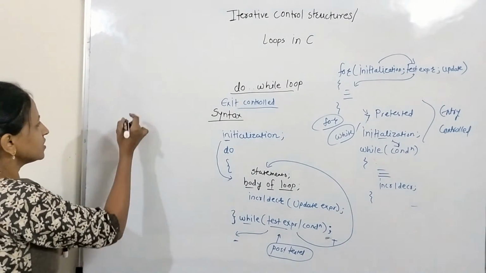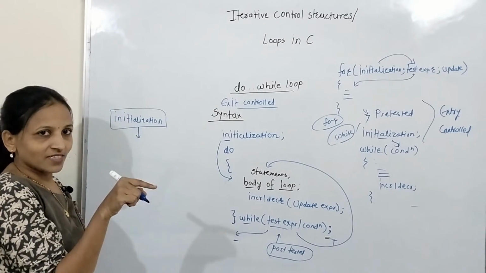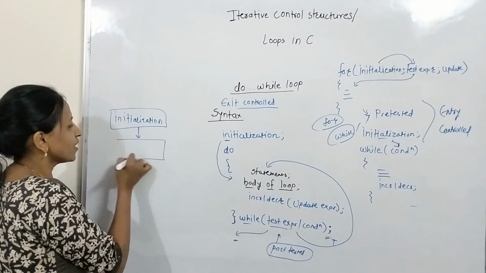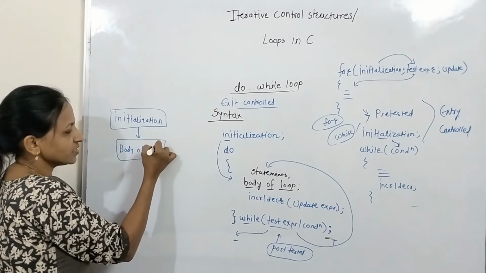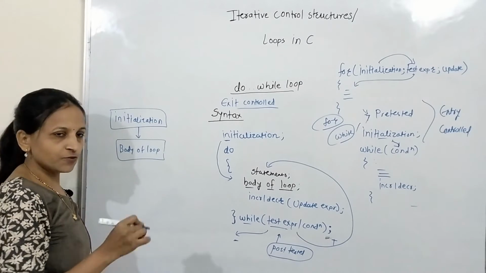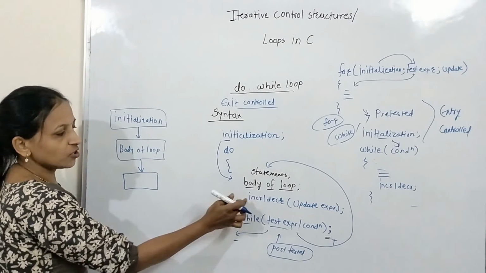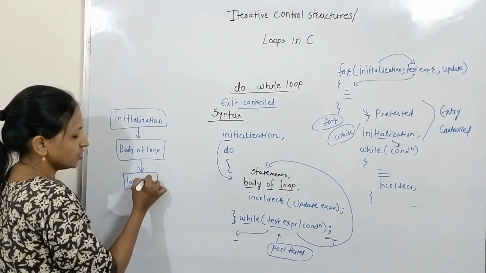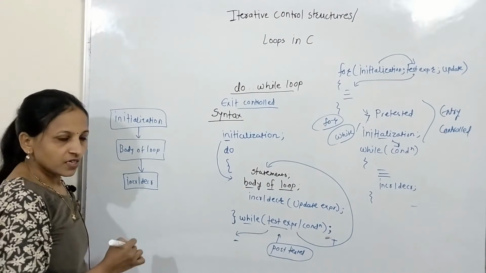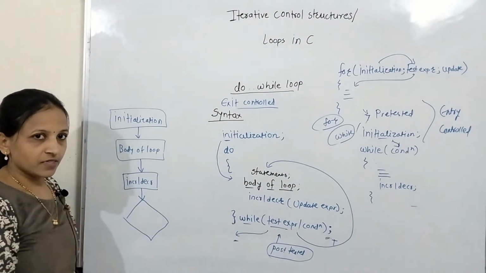See here, first initialization will take place. It will not check for any condition. It will directly go and execute the body of the loop, whatever statements are there. Then the increment or decrement will take place. Whatever the update expression is will be executed here, and after that the condition will be checked at the end.